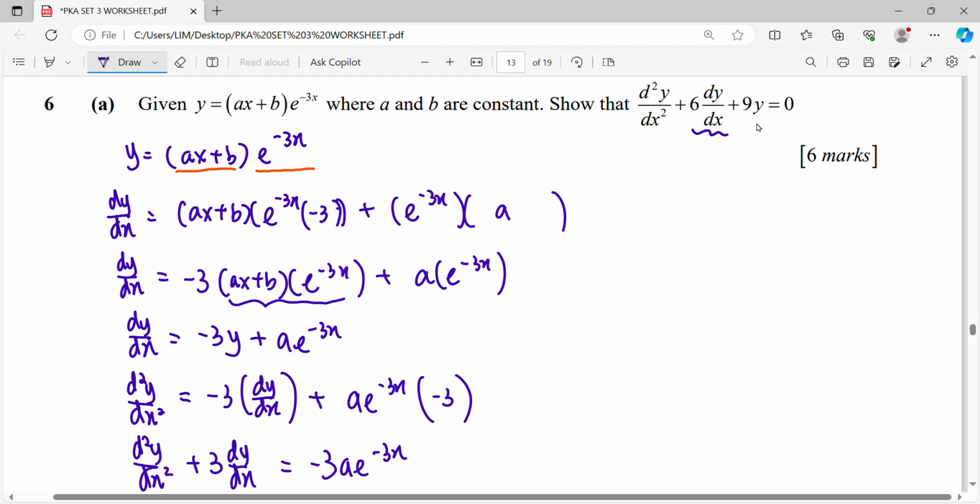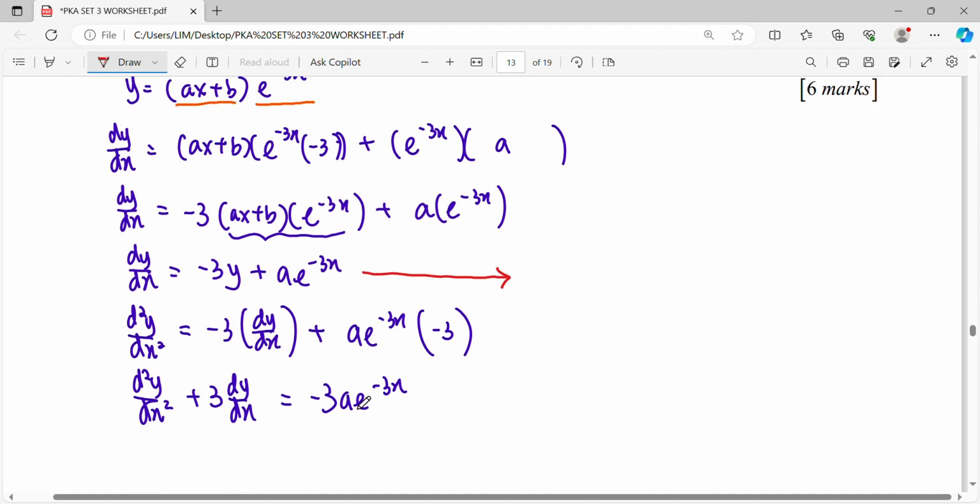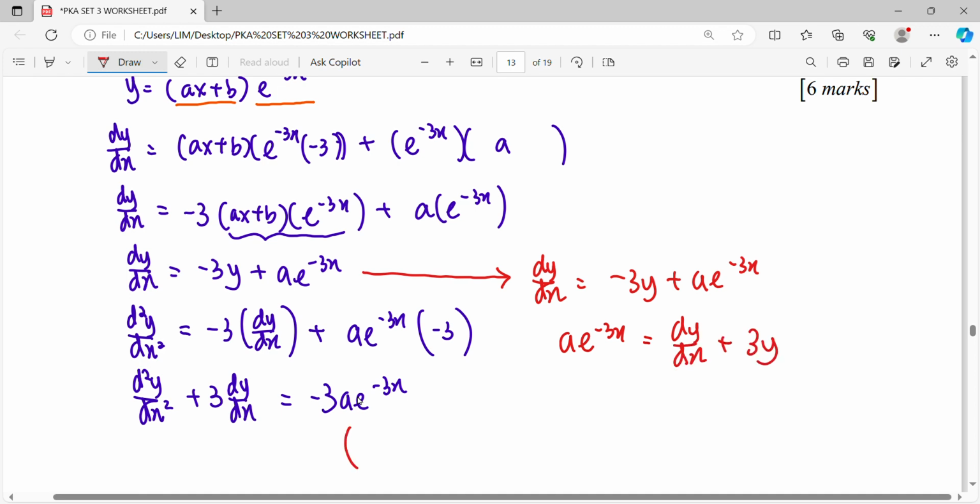So analyze back from dy/dx. Here, can we express from the answer of dy/dx, we get negative 3y plus a e to the negative 3x. So the term a e to the negative 3x is actually equal to dy/dx plus 3y. So we substitute this. So slowly you'll get back all your dy/dx and y terms by substituting back, removing your x, substitute it.